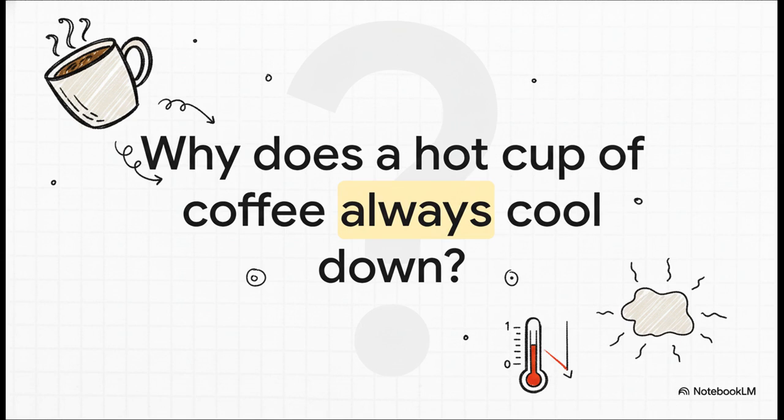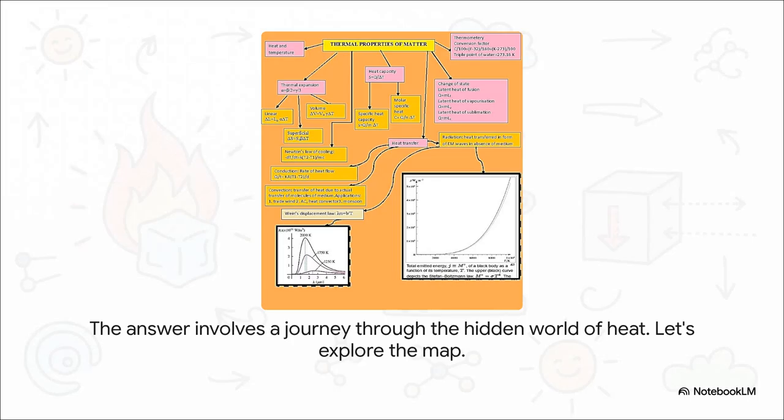It seems obvious, right? But that why? Well, that's where all the cool physics is hiding. See, the answer isn't some simple one-line explanation. It's actually a really fascinating journey through the hidden world of heat. Think of this as our map. We're going to cover the difference between heat and temperature, see how stuff reacts to getting hot, and finally, we'll look at the three main ways heat gets from one place to another. All right, let's get into it.